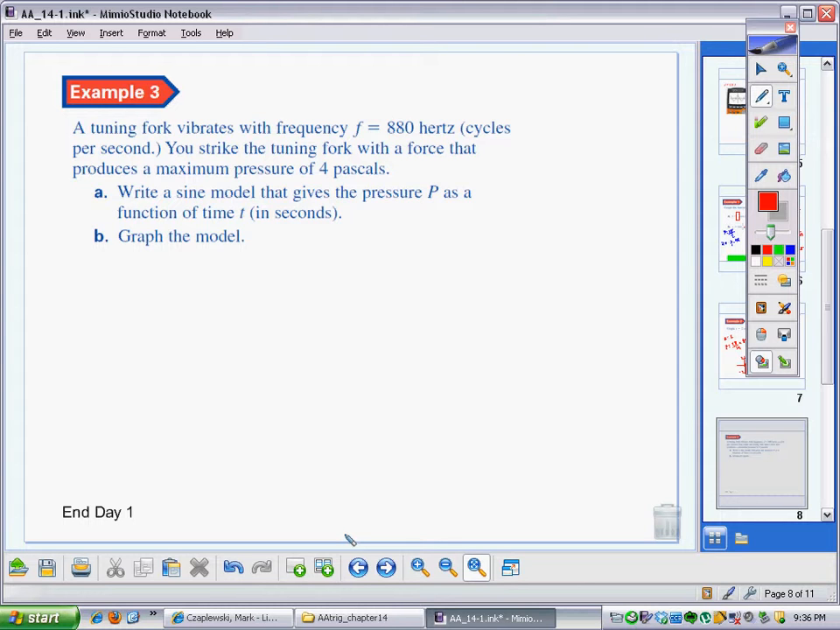A tuning fork vibrates with a frequency of 880 hertz. That is cycles per second. So if you ever see a tuning fork, you hit it, it goes bing, and vibrates back and forth very quickly. You strike the tuning fork with a force that produces a maximum pressure of 4 pascals. Now, I'm not going to get into what the heck a pascal is. You just have to know that that's a measurement of pressure, just like meters is a measurement of length. Write a sine model that gives the pressure P as a function of t in time and graph the model.